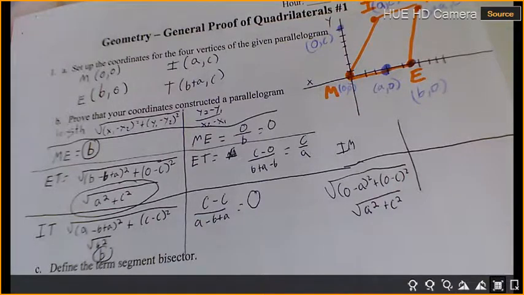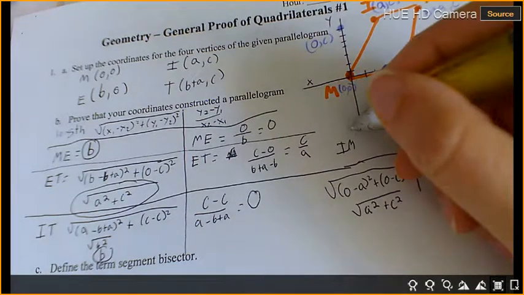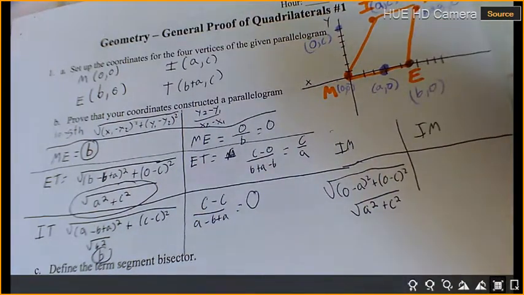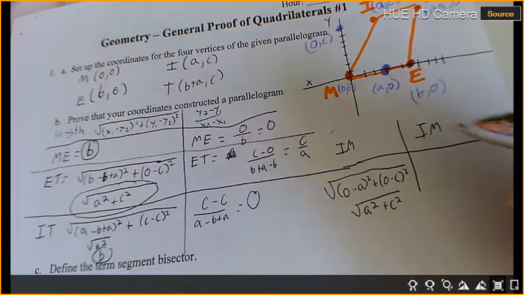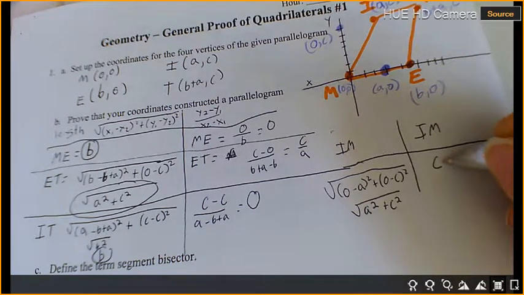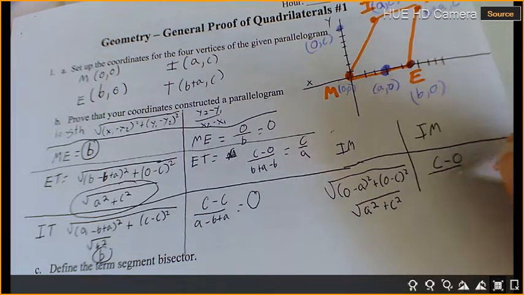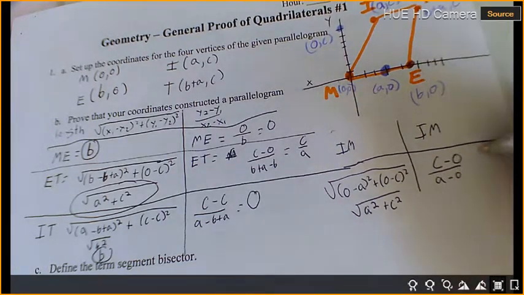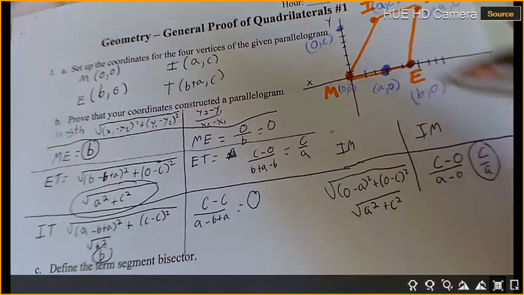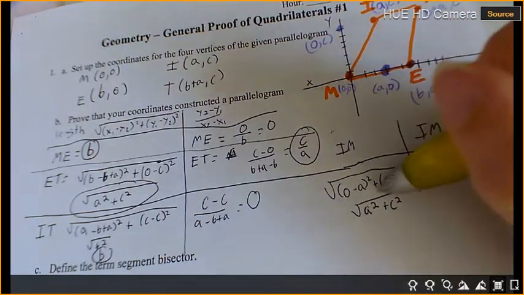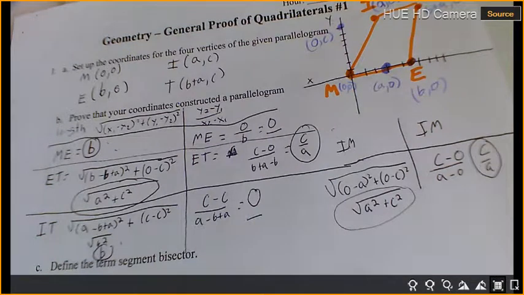And then what's 0 minus c? C. So we get plus c squared. Okay. Now I'm going to do the slope of I to M. So I'm going to go c minus 0 over a minus 0, which gives me c over a, right? See how these two are the same? These two are the same. These are the same. I know it's weird, but we got it, right?